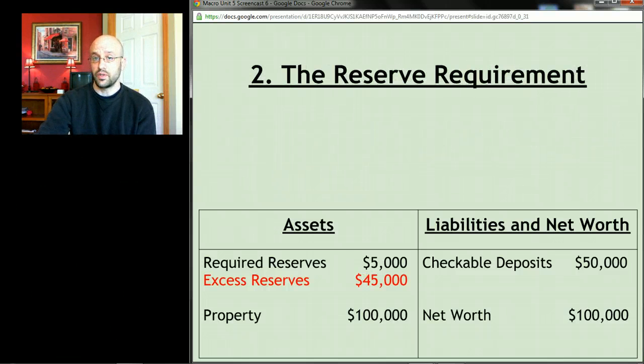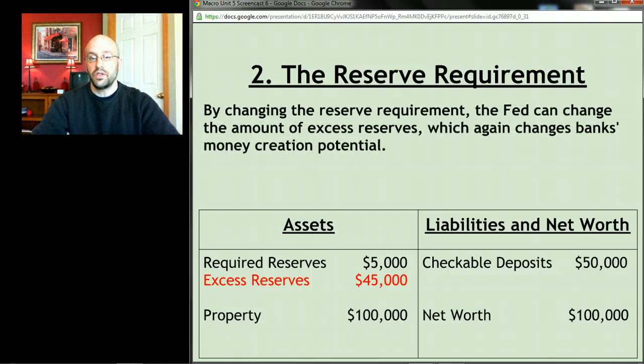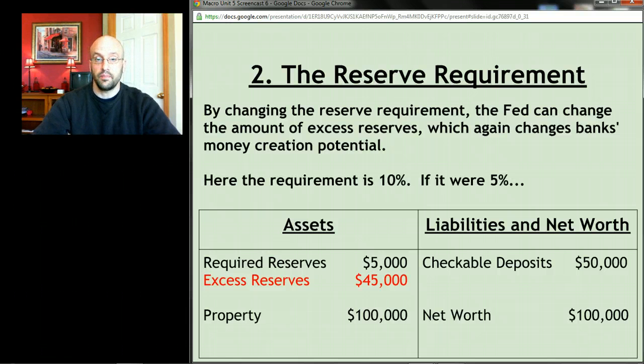Now the second tool is the reserve requirement, and we've already seen what the reserve requirement is. By changing the reserve requirement, the Federal Reserve can change the amount of excess reserves, which again changes banks' lending potential. So again, looking at the balance sheet where it started out, let's say that excess reserves are $45,000. Remember, that was from a reserve ratio of 10%.